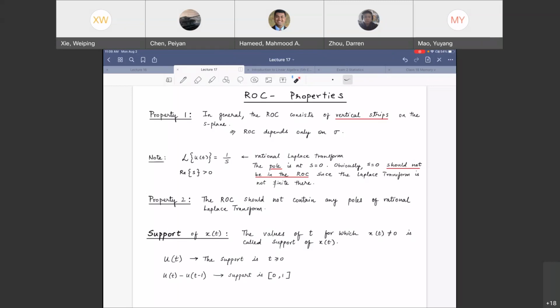I'll state them, and then we'll move on. We'll try to apply them for problems. So property number 1, what is that? In general, ROC, region of convergence, is going to be vertical strips in the S-plane.